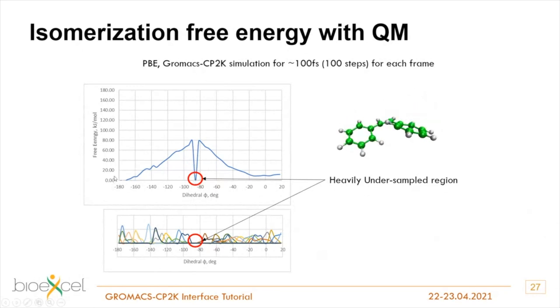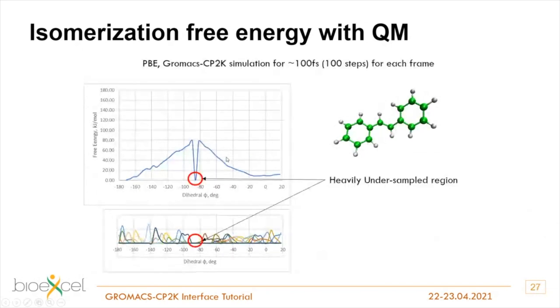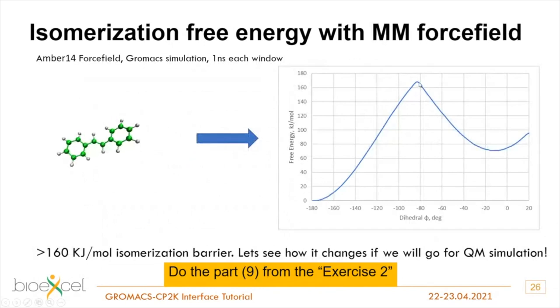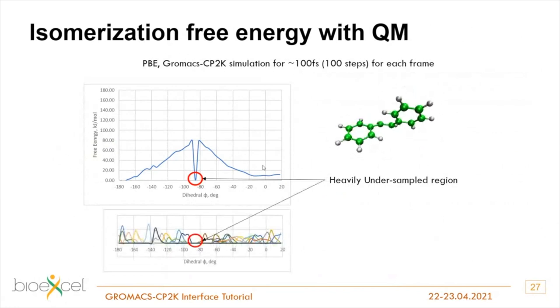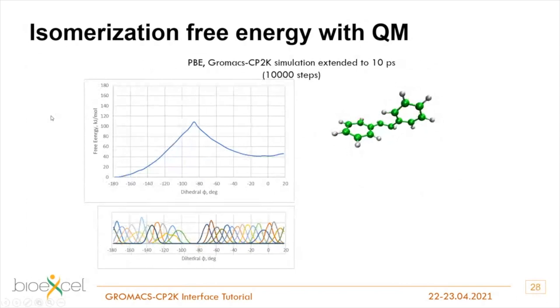But what is also important here is that if you check the barrier, it's already not as big as it was in the MM force field. It's much, much lower. That means your MM force field is probably not describing this isomerization well. How to solve the problem? You need not 100 steps but much more simulation. That's what happens when you do 10,000 steps.